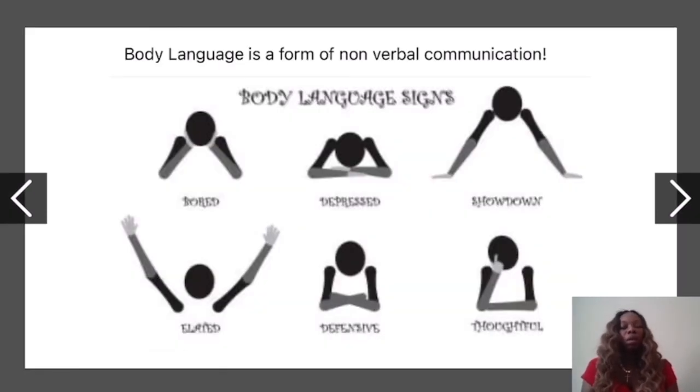And so here, body language is a form of nonverbal communication, and we are communicating with the outside world through our presentation, our body language. You don't even have to speak to relay a message to another person. On the body language signs, we have 6 emojis showing 6 different emotions. The first one is bored, depression, showdown is at the top, and then at the bottom you have elated, offensive, and then thoughtfulness.